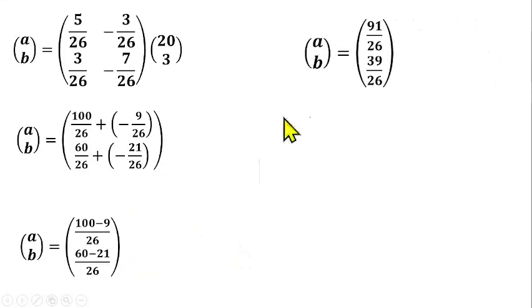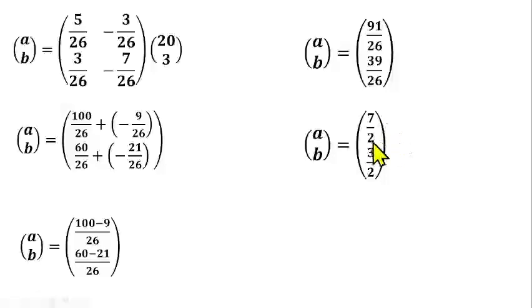If you simplify that further, 100 minus 9 will give us 91 over 26. Then 60 minus 21 will give us 39 over 26 as well. Of course, 26 can go into 91, or you can reduce this one. That will give us 7 over 2. Then 39 over 26 goes to 3 over 2 as well.